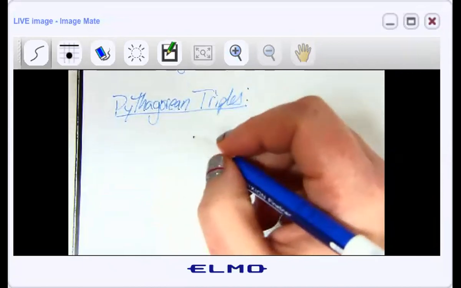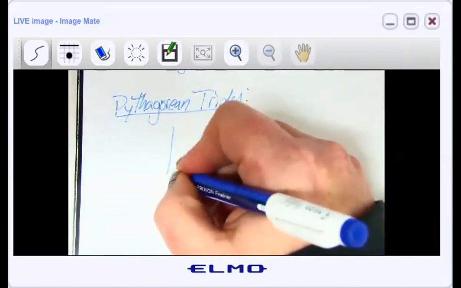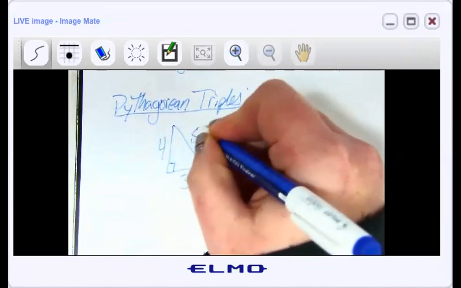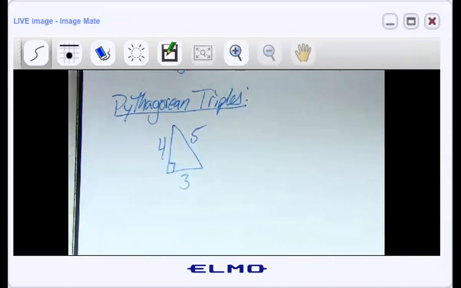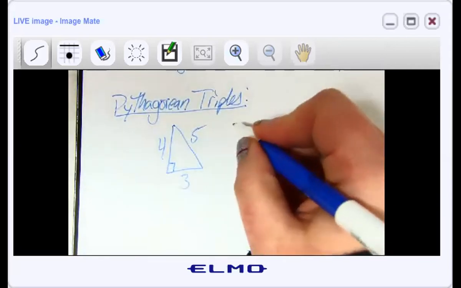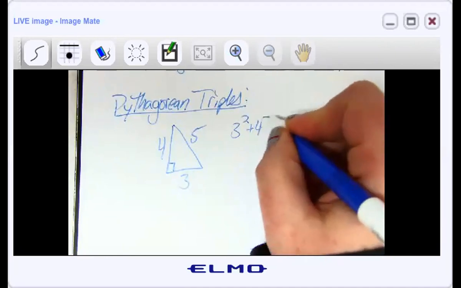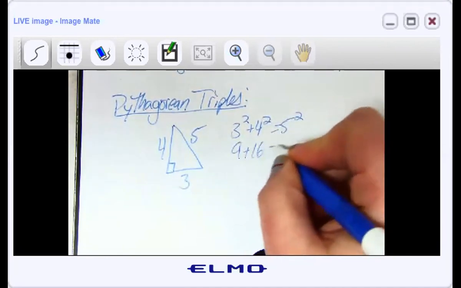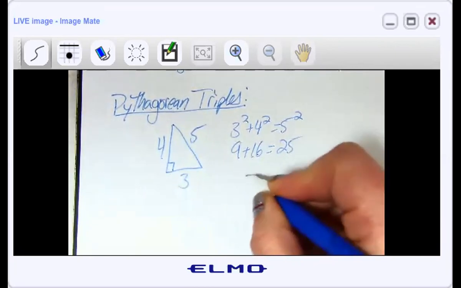So your easiest Pythagorean triple is this one. The 3, 4, 5 triangle. If you have a triangle with the side lengths 3, 4, 5, that makes a right triangle. It's the easiest one. 3, 4, 5. Check it out. 3 squared plus 4 squared really does equal 5 squared. 9 plus 16 is 25.